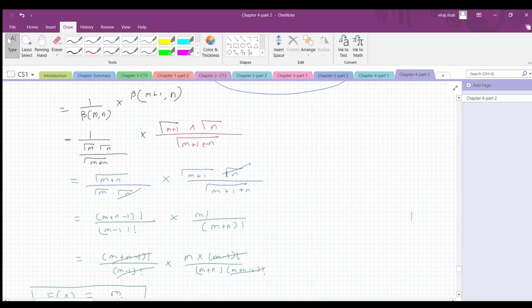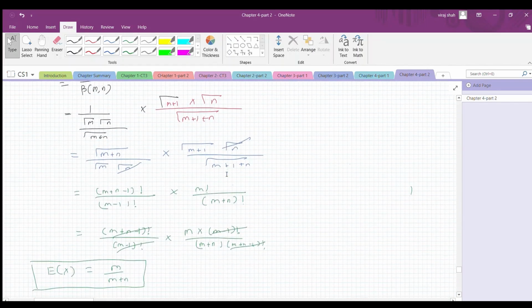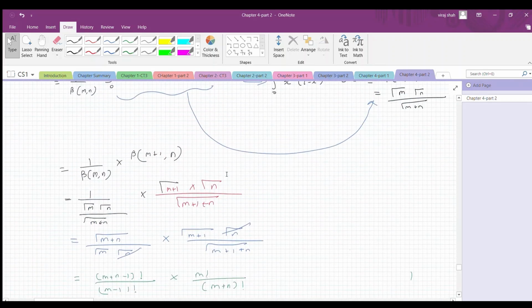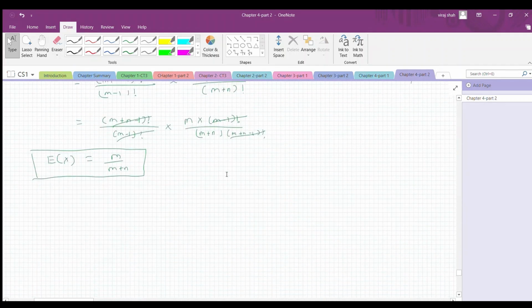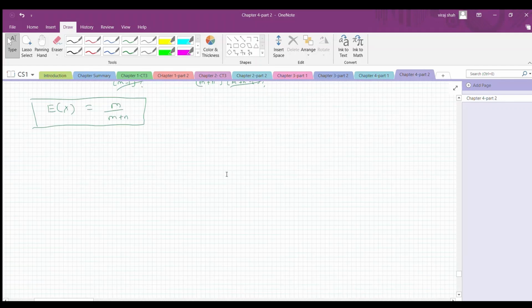I use my beta property. Okay. So going ahead to find the variance. In a similar way, we will find the variance. How do you find the variance? It would be nothing but expectation of x square minus expectation of x the whole square, right? We have expectation of x, we just want expectation of x square. So let me write this.